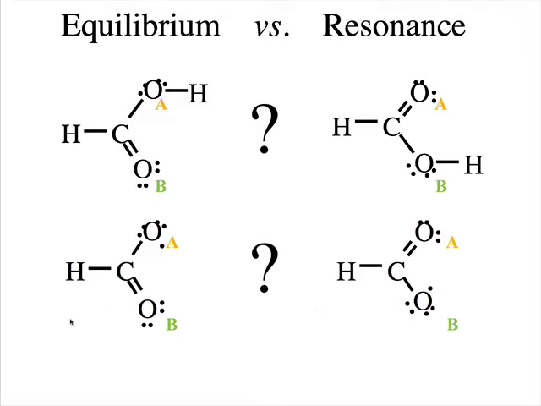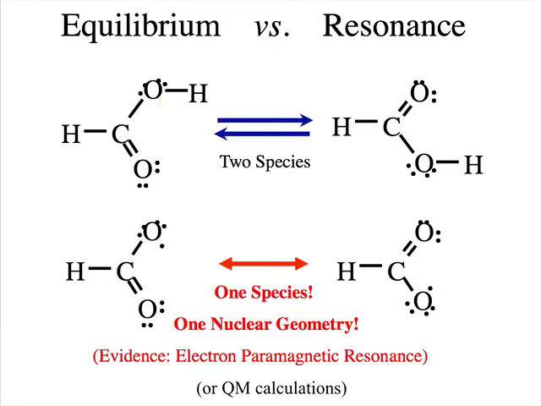So, which one of these is equilibrium and which one of these is resonance? That would be a great question. And here's the answer. The top pair are in equilibrium with one another. These are two different species, meaning when the hydrogen is on oxygen A, it's a different molecule from when it's on oxygen B. We are physically breaking bonds and reconnecting them. That type of interconversion is a double minimum type interconversion, and that is equilibrium.